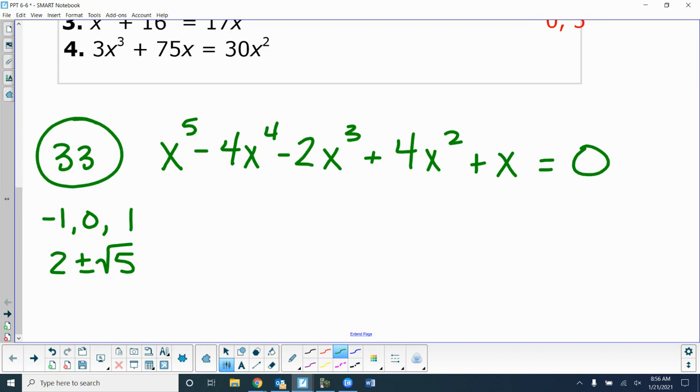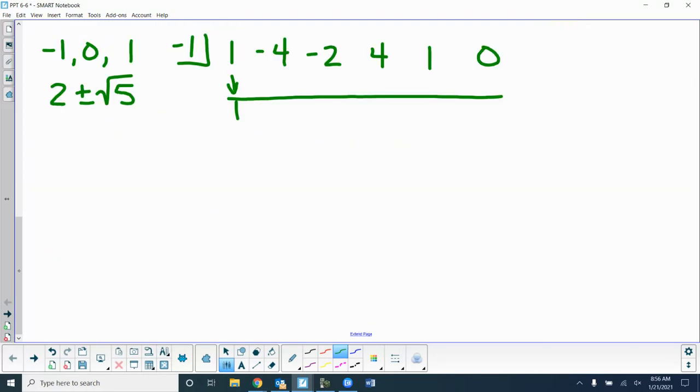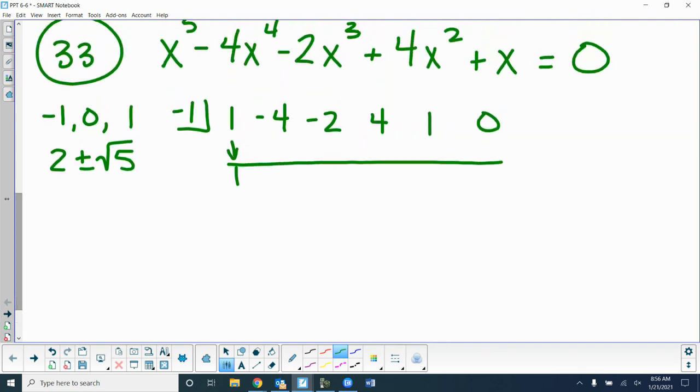Okay, let me show you something. If I put the -1 in here, I got a 1, -4, -2, 4, 1, and I have to add a 0 on the end. Drop the 1 down. Some of you still don't have this. Okay? What do I do now, Nicole?